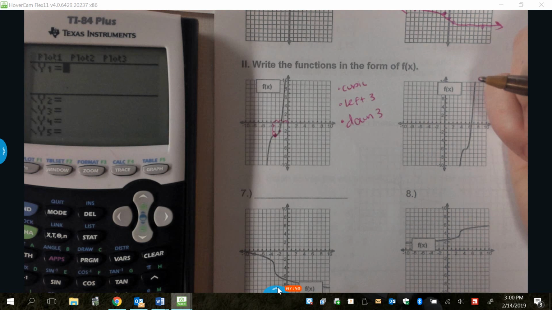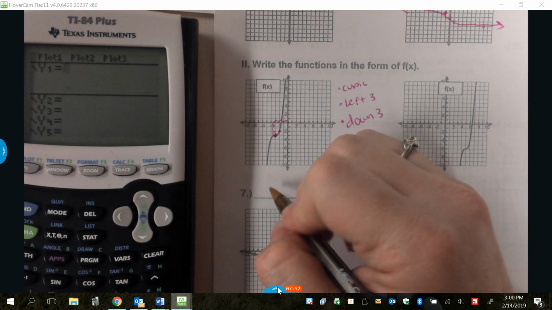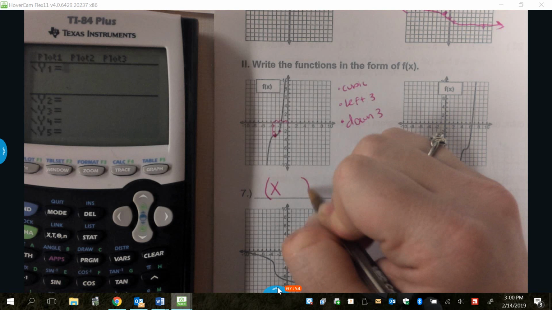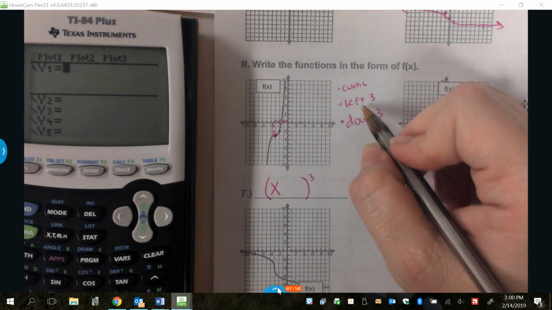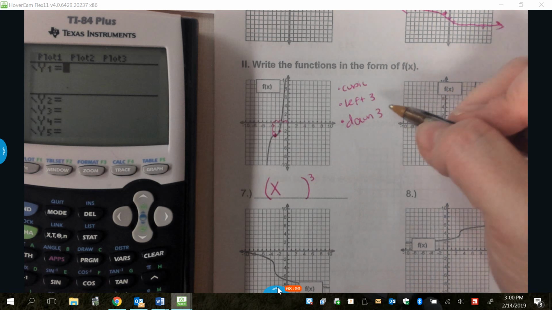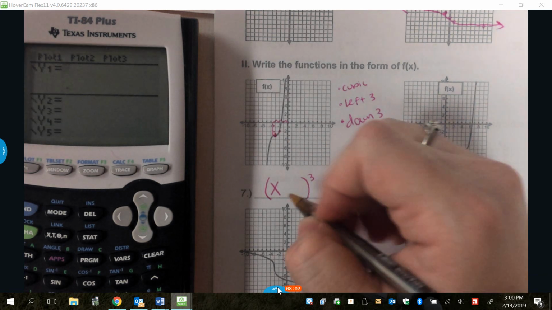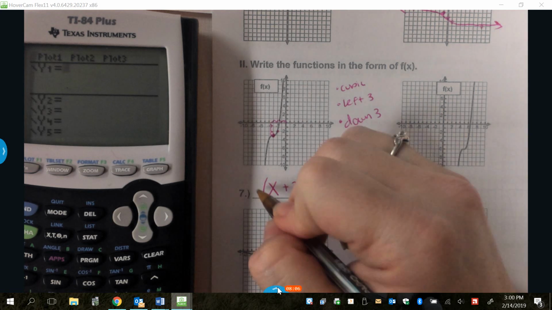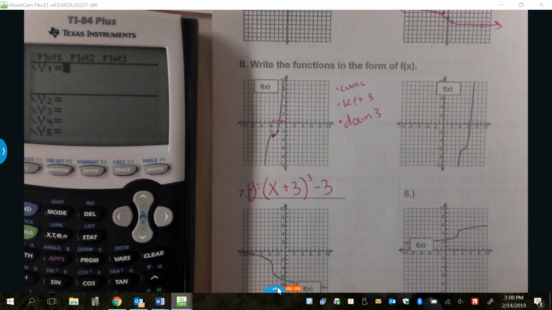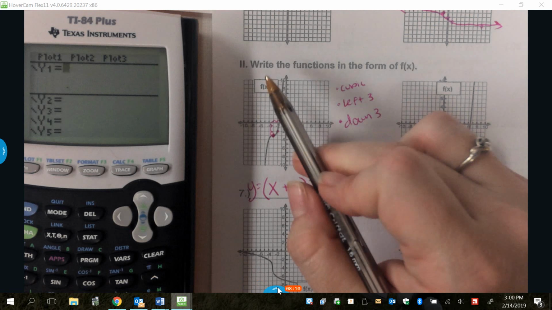Okay, so I know it's cubic. So I'm going to have x, and since I have a left or right change, I have to have a set of parentheses. Left 3, remember inside is opposite, so left 3 is negative 3, so it's going to be plus 3. And then down 3 is exact, so it's minus 3. Don't forget your y equals or f of x equals. Technically, we should do f of x.